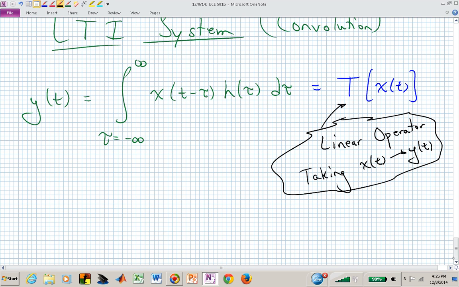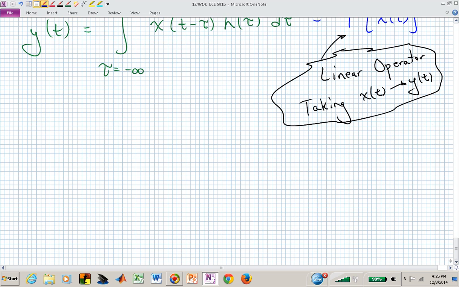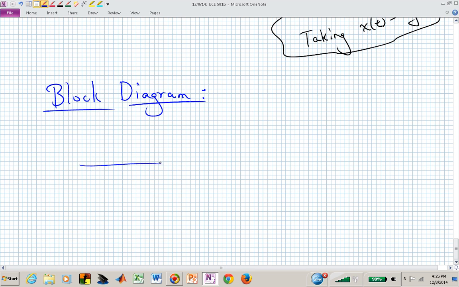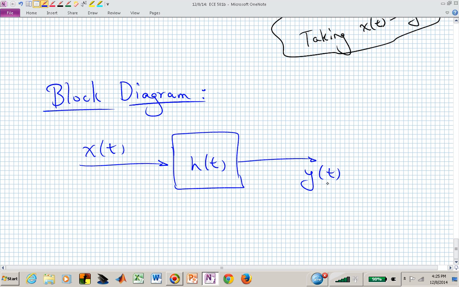And you may be familiar with that in a more diagrammatic setting. You might remember what happens in a block diagram picture where you now have the input x of t. The block now is your system, which might have an impulse response h of t producing some output y of t.